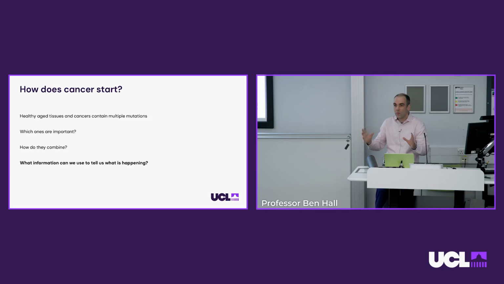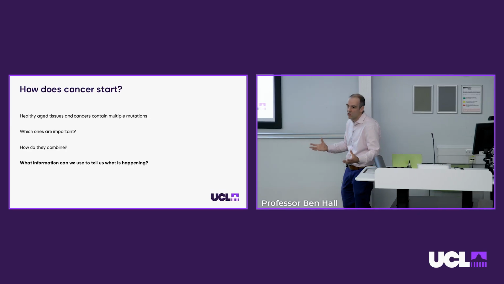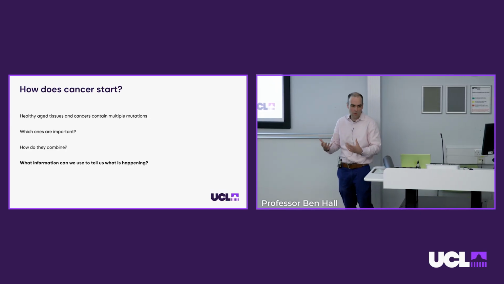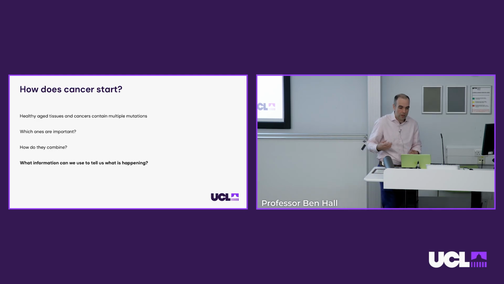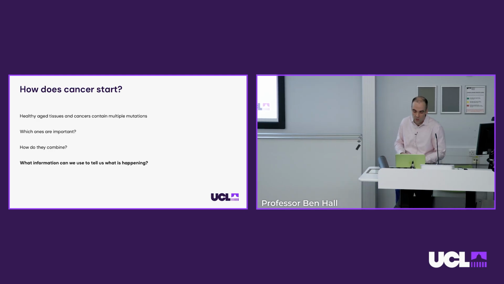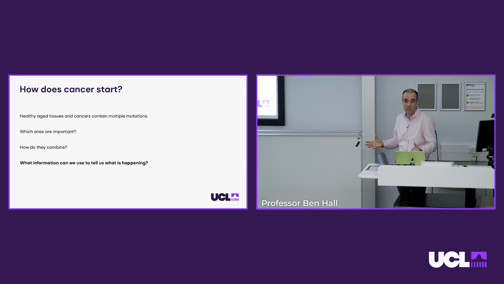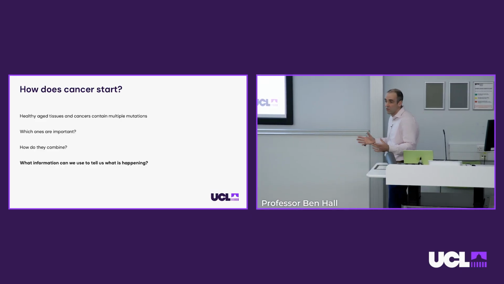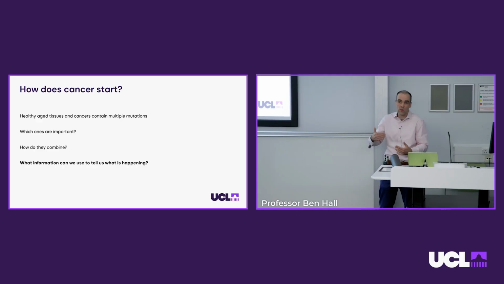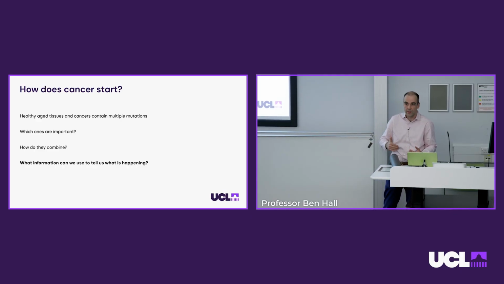So we've got a detailed picture there: mutations, their functional effects, their roles in the cell. But we need to bring it back to how does cancer start? Well, healthy aged tissues and cancers both contain multiple mutations. We need to understand cancer, we need to understand which one of these mutations are important, how they combine.